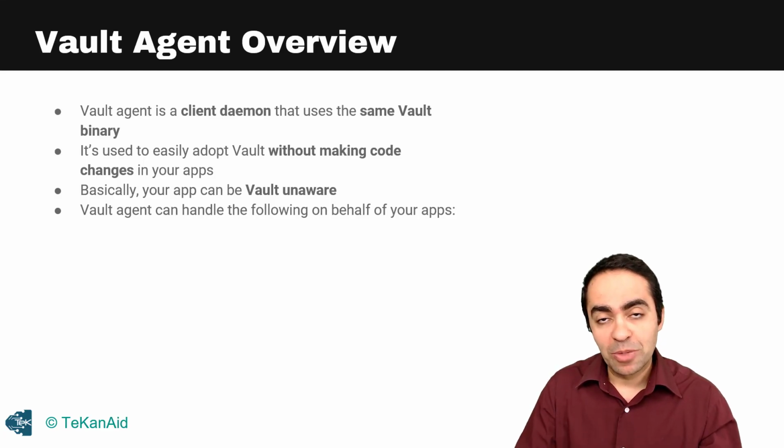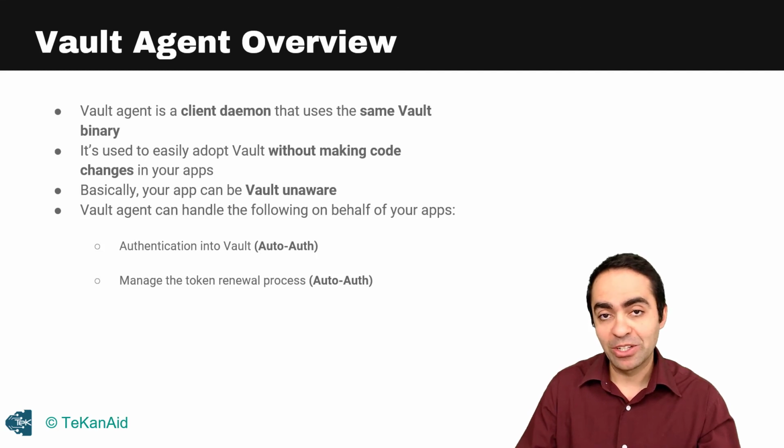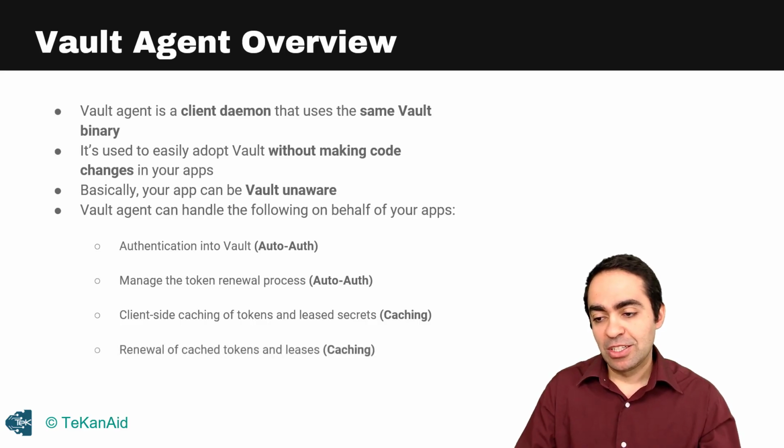Now, what can it do on behalf of your apps? So instead of writing code and functionality in your applications, the agent will help you with the authentication into Vault. And the feature here is called Auto Auth. It will also help you manage the token renewal process, also part of the Auto Auth functionality. From a caching perspective, it can do client-side caching, where it's going to cache the Vault tokens and also leases, so dynamic secrets. It will not, however, do caching for the key value secrets. And that functionality is caching within Vault Agent. It will also renew the cached tokens and the leases that it generated.